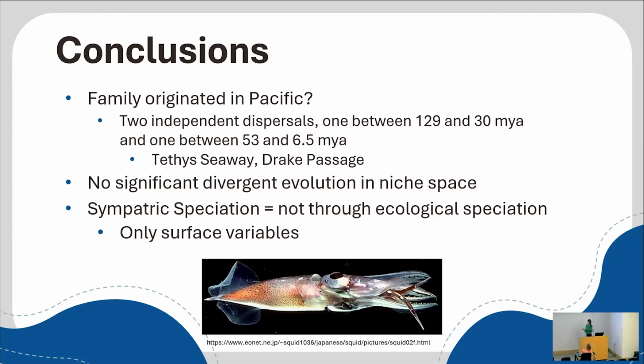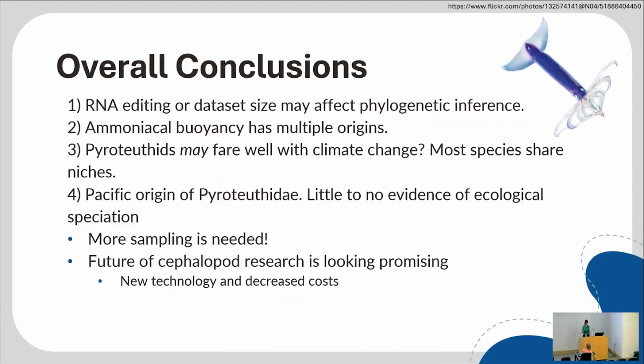Again, this is only the surface variables. So maybe if we get better rasters, get better environmental data for those deeper layers of the ocean, there would be some more speciation mechanisms found. But based on surface variables, it seems like there's some other way that they're diverging from each other.